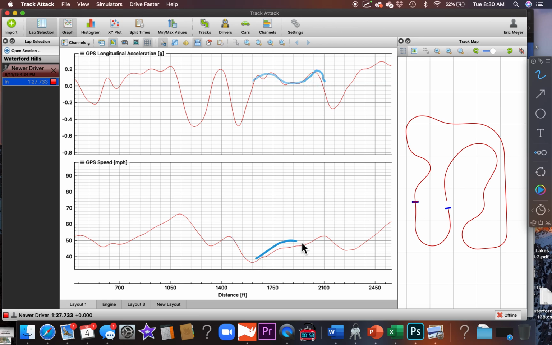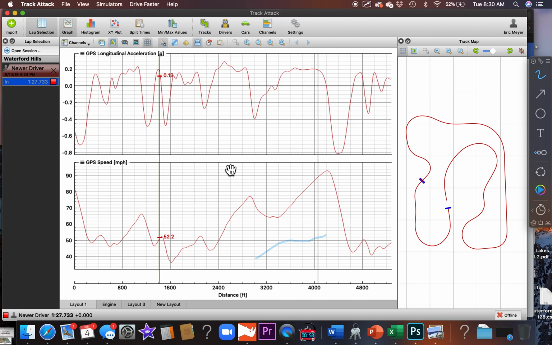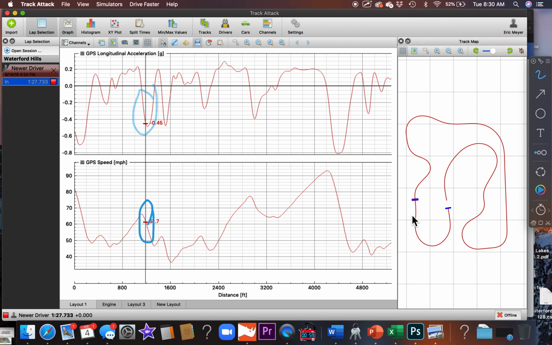This is right here. Are you seeing those correlations? Are you seeing that? If you're looking right here at this brake zone, and you're looking in here, and you're looking in here, let me put that right here. If you're looking right here, and right here, it's the same thing on this cursor over here.